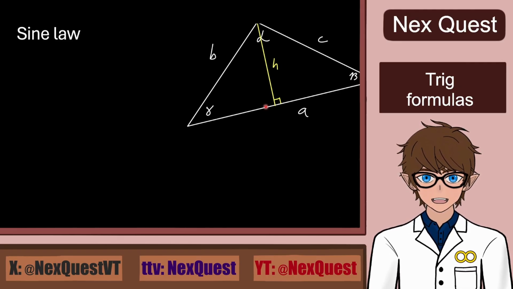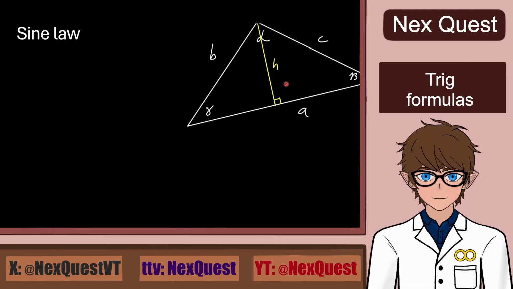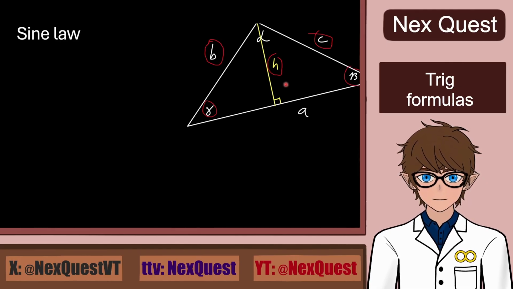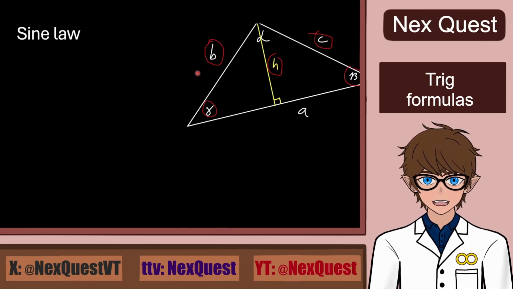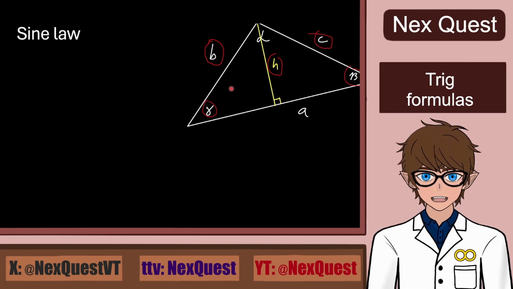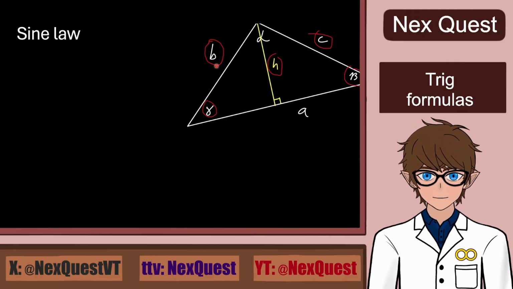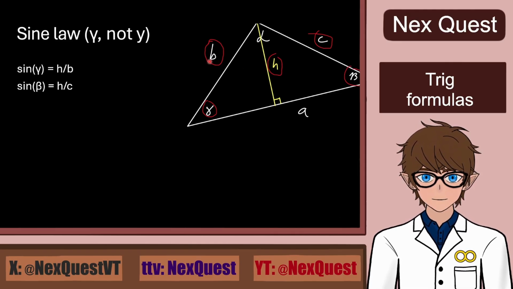And by separating the non-right triangle into two right ones, we can easily use them to get some new formulas with those corrections. So in our case, we will be working with gamma, beta, b, c, and h. B and C are hypotenuses to their respective triangles. H will always be the opposite side to the angles, so this means we can use sine, since it's opposite over hypotenuse. So let's write down both formulas.